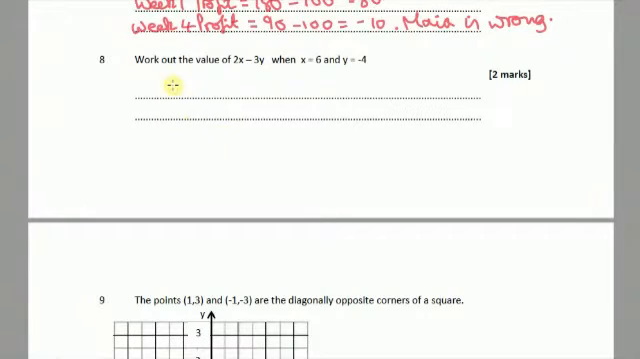Question 8. Work out the value of 2x minus 3y when x is 6 and y is negative 4. So we just put these in. 2 times x, 2 times 6, minus 3 times y, which is negative 4. So altogether I get 2 times 6 is 12, minus, and 3 times negative 4 is negative 12. So I've got 12 minus negative 12, and minus and negative is the same as plus positive, so 12 plus 12 is 24.